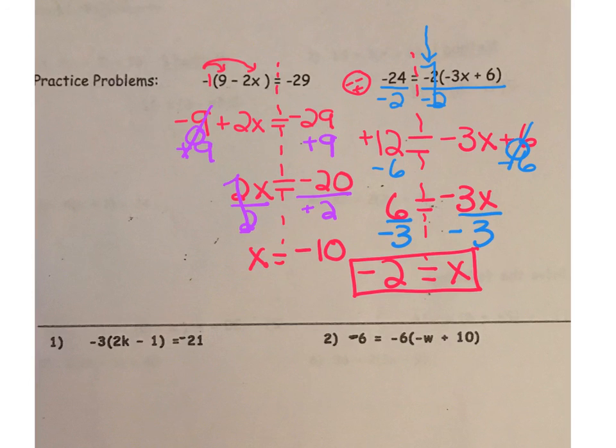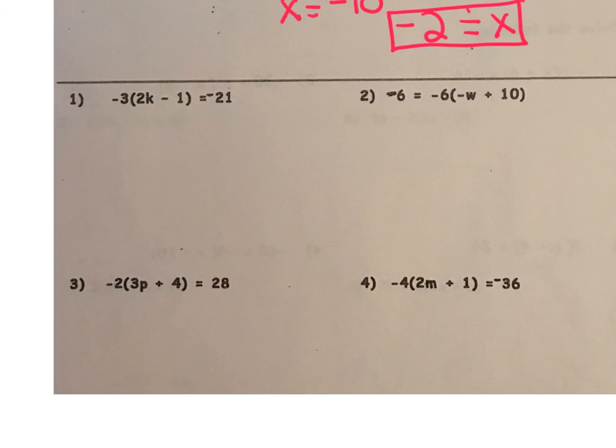Let's take a look at the bottom of the page. You're going to solve problems 1 through 4. Drop a dotted line down each equation, and let's use technique number 2 in order to solve these equations. Let's eliminate the value in front of the parentheses by dividing each side by that value.